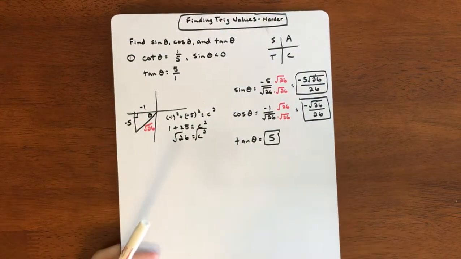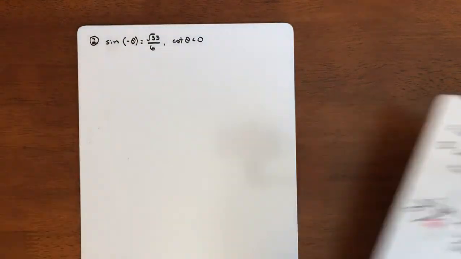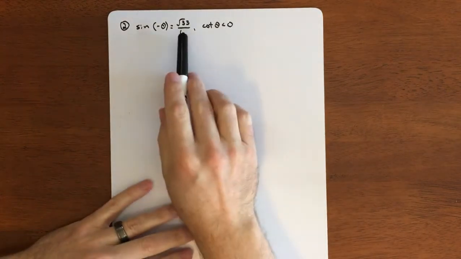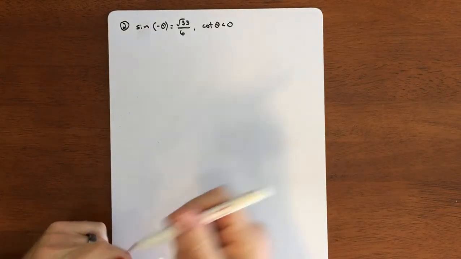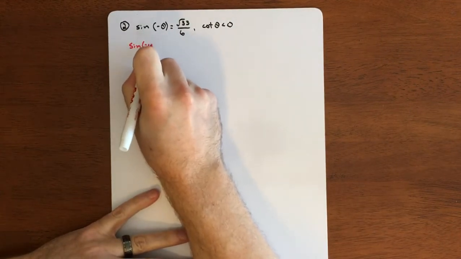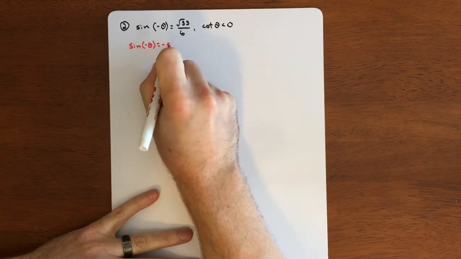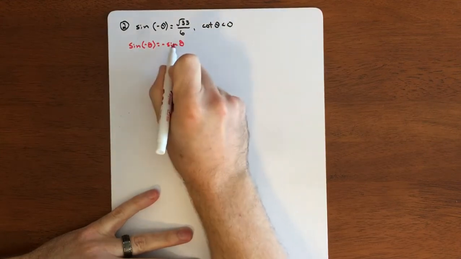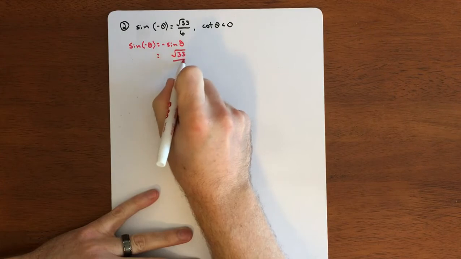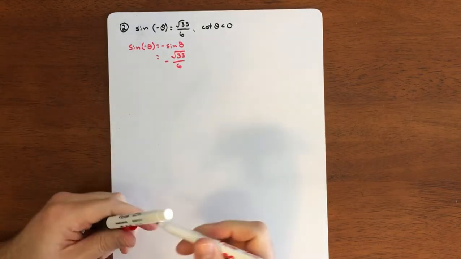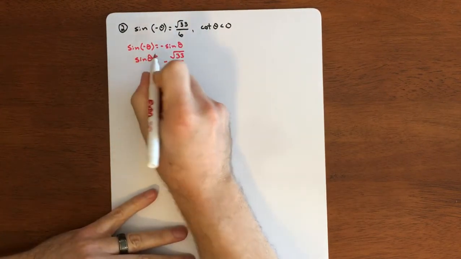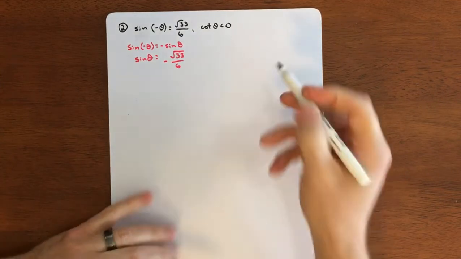The second example is similar, but this time you're given that sine of negative theta equals something. The key is knowing there's a property that sine of negative theta is equivalent to negative sine of theta. So sine of theta is this root 33 over 6, and we just need to tack a negative onto it. So that's what our sine of positive theta is.